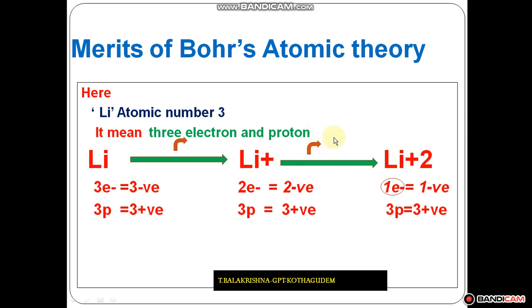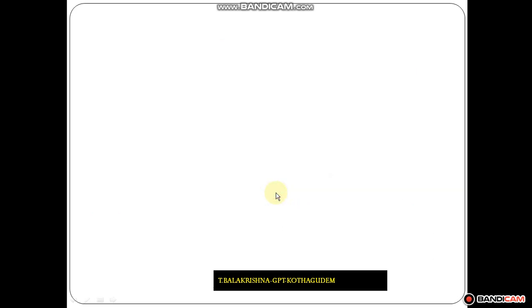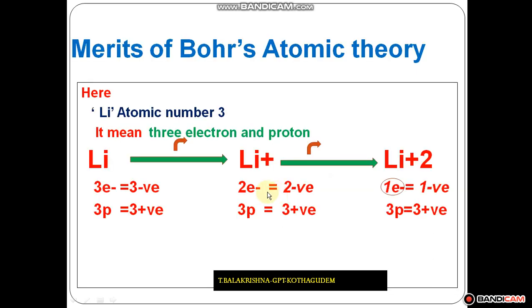So here we are removing two electrons from lithium plus. Before removing the electron, it has two electrons. When you remove one electron, it has only one electron, and the number of protons is the same.